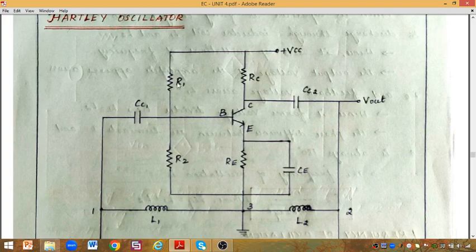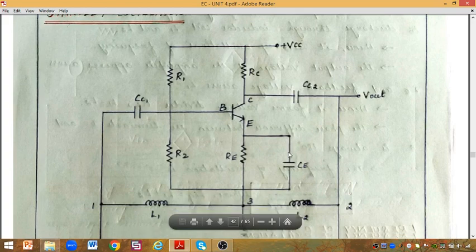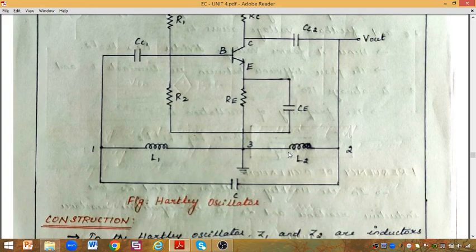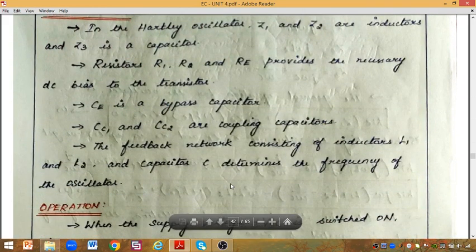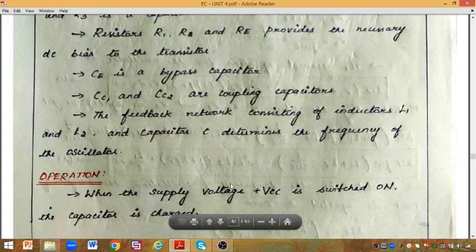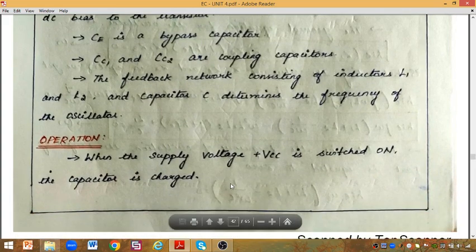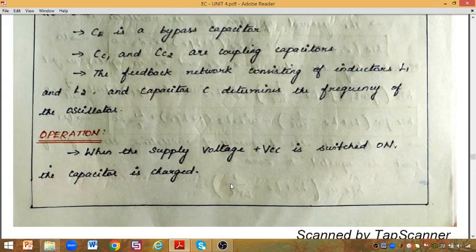So we have the resistances R1 and R2 which provide DC bias to the transistor, and we have two coupling capacitances CC1 and CC2, and then we have an emitter bypass capacitance. The feedback network consists of the inductors L1, L2 as well as the capacitor C, which determines the frequency of oscillation.